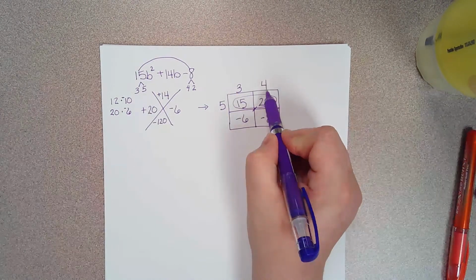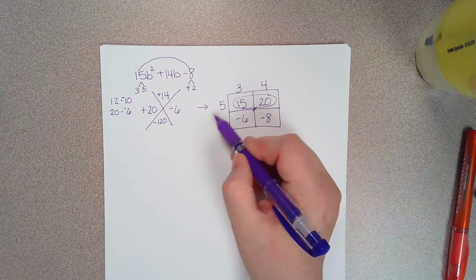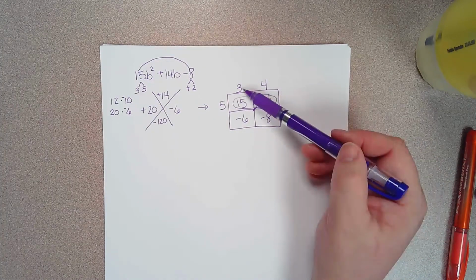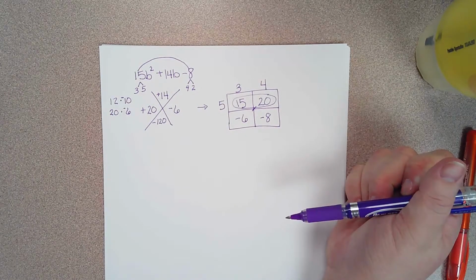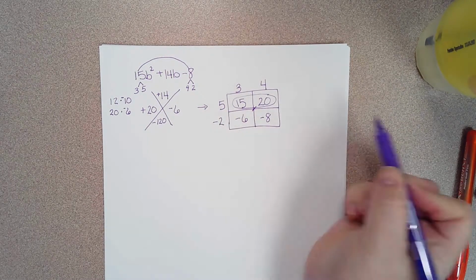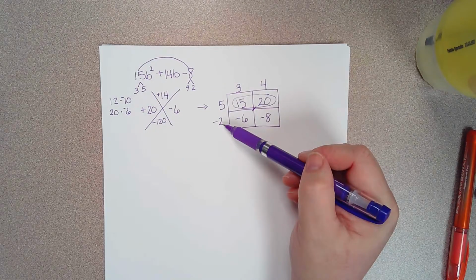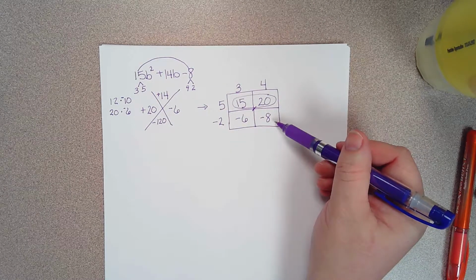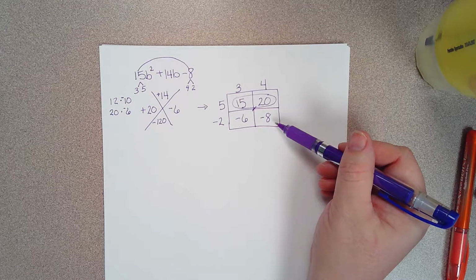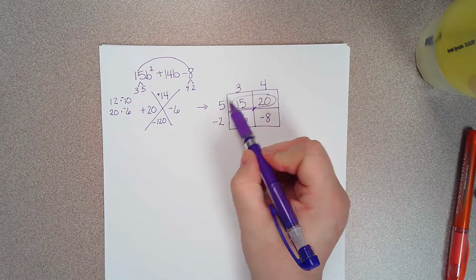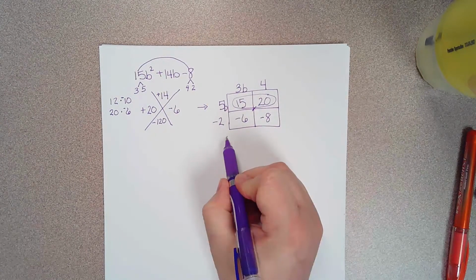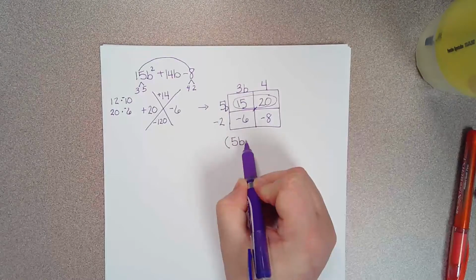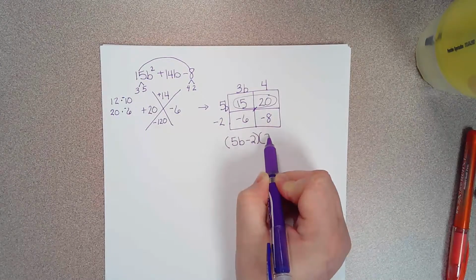Now we play our game. We want to fill this bottom one, so we ask ourselves, 3 times what gives me -6? A -2. And then we check it for good measure. -2 times 4, does that give me -8? And yes, it does. So all my factors are correct. So now we put our B's behind the first two and we rewrite our answer. So we have 5B minus 2 and 3B plus 4.